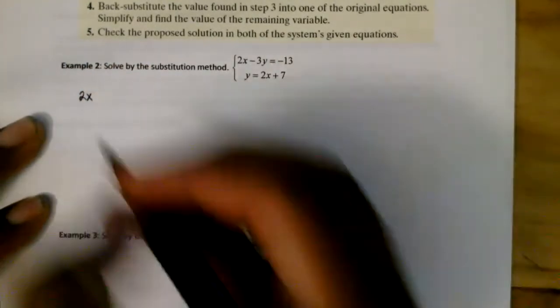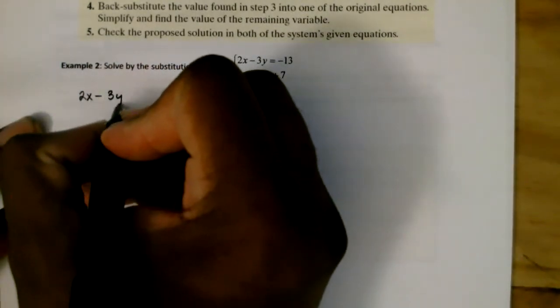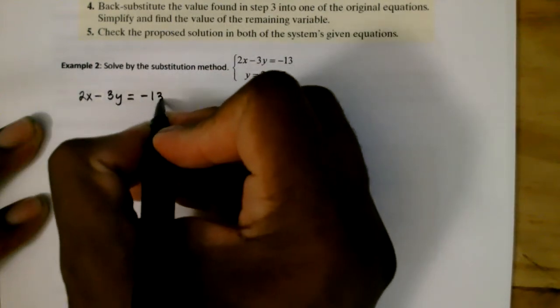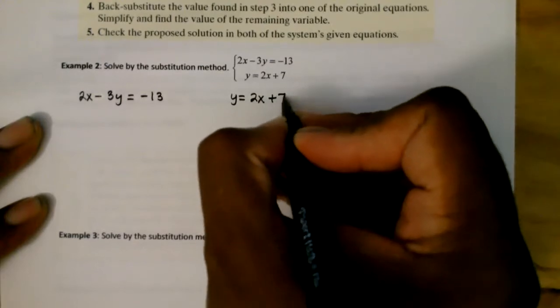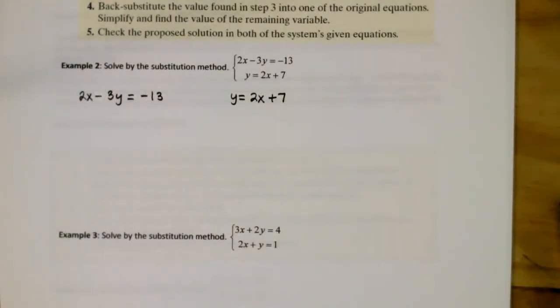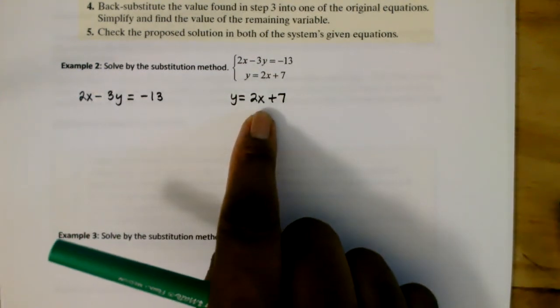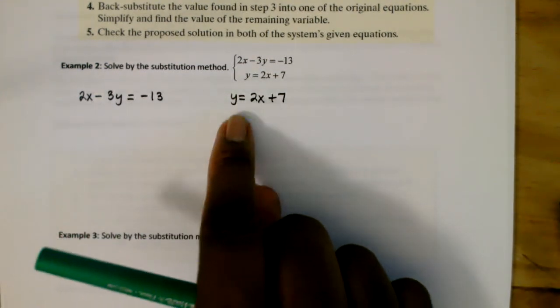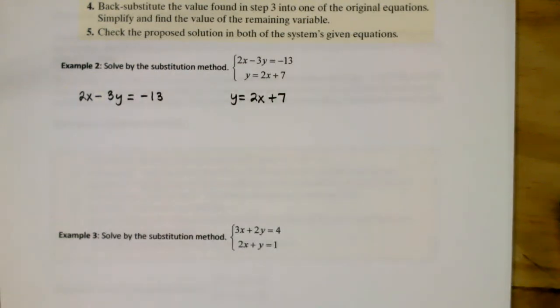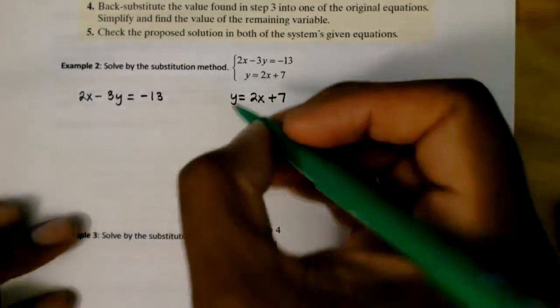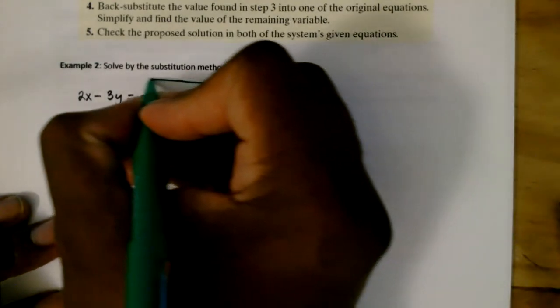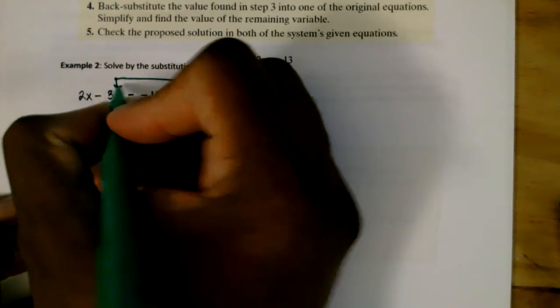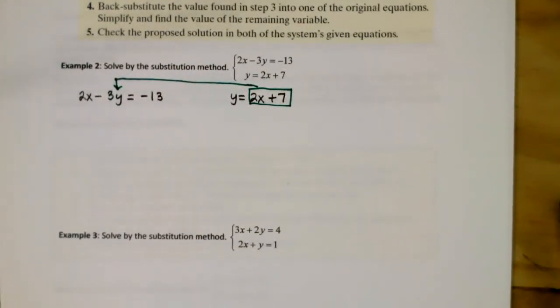So that first equation is 2x minus 3y equals negative 13. And the other equation is y equals 2x plus 7. Well, if you look carefully, you'll see that this equation right here already has y by itself: y equals 2x plus 7. So what I'm going to do here is take that 2x plus 7, which is what y is equal to, and substitute it for y in that first equation.